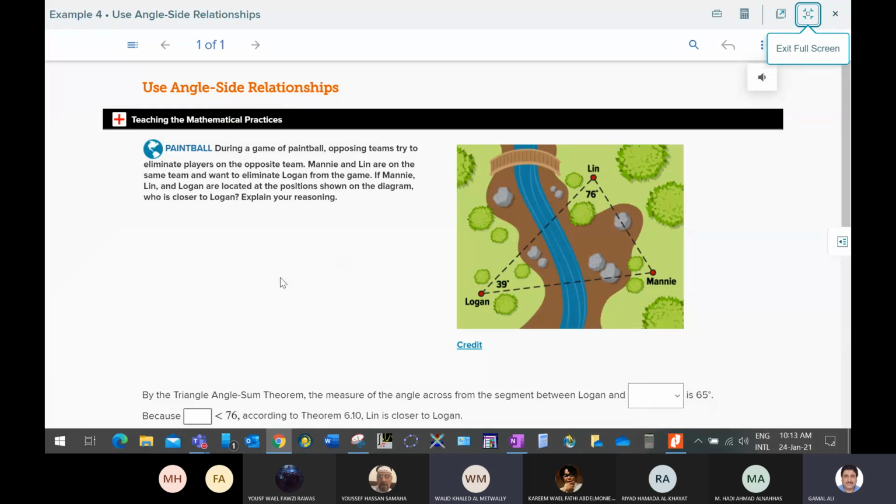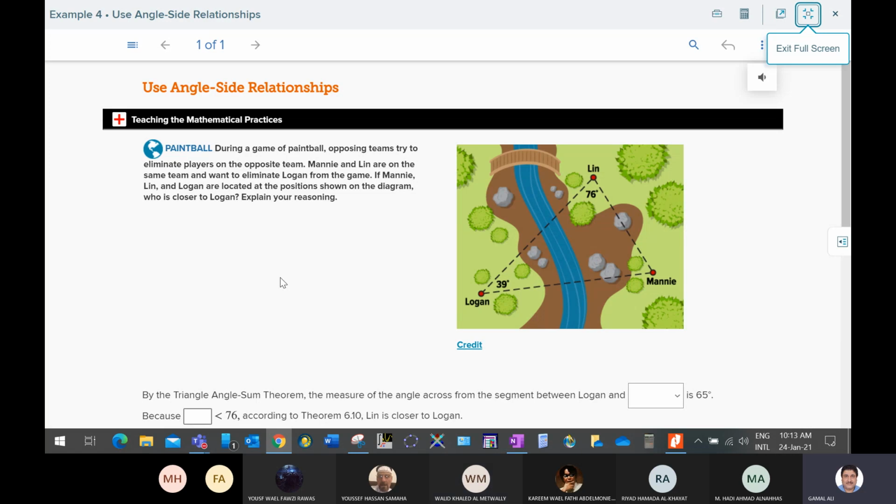During a game of paintball, opposing teams try to eliminate players on the opposite team. Manny and Len are on the same team and want to eliminate Logan from the game. If Manny, Len, and Logan are located at the positions shown in the diagram, who is closer to Logan? Explain your reason. Do you know the meaning of who's closer?